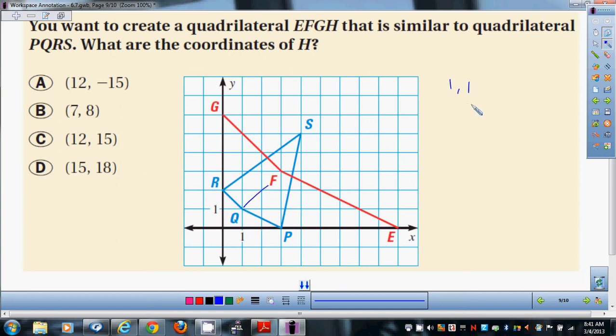3. So he took his S coordinate, which is what corresponded with the H that we're looking for, multiplied that by 3. Well, S is 4, 5. Multiply that by 3, and you get 12, 15. C. That was a tricky question. So you can only do the even ones. Just mark on your paper that you got the bonus or something.